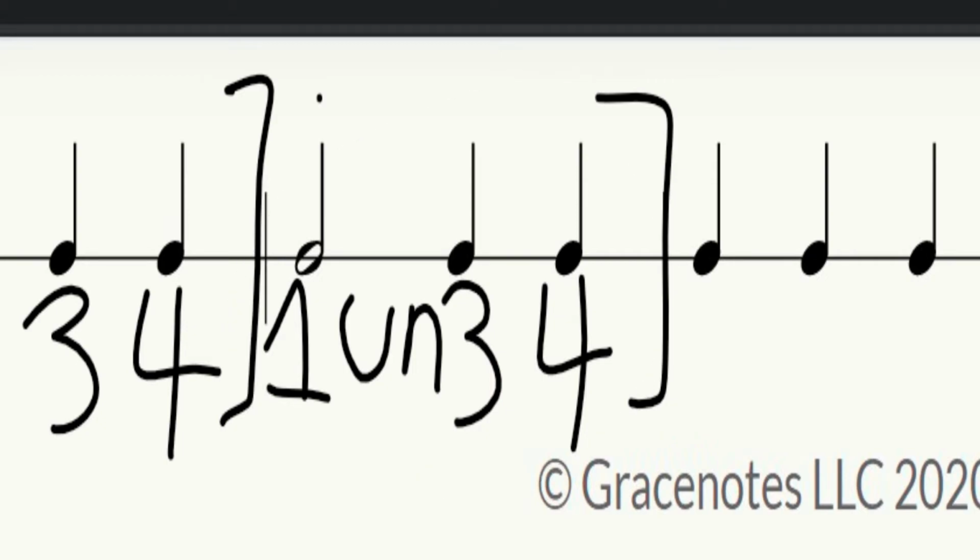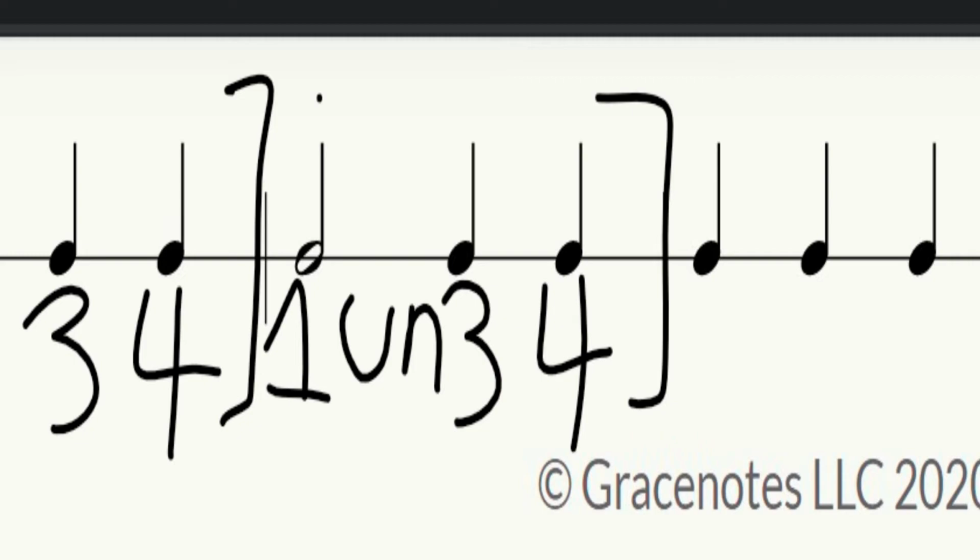Ready? Say it. Ready? And 1, 3, 4. That's how it works. 1, 3, 4. Now pat your feet. Pat, pat. Let's say it again. Go. 1, 3, 4. Now, the way you clap this one is a little different.